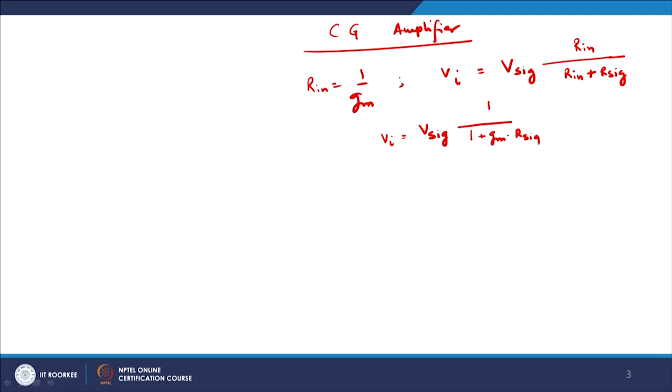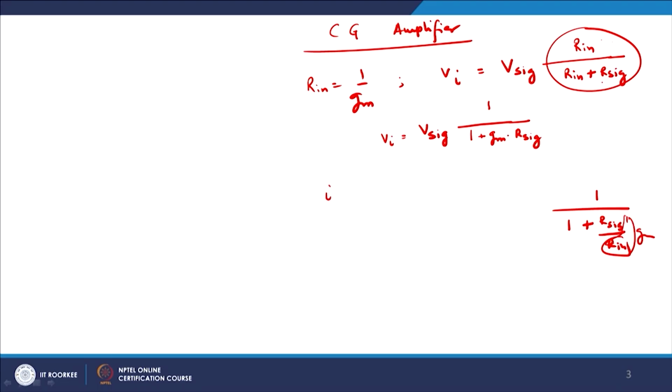How do I get it? If you divide numerator and denominator by Rin, I get 1 in the numerator, and 1 in the denominator plus Rsig by Rin, but 1 by Rin is nothing but Gm, and therefore, I get Gm times Rsig.